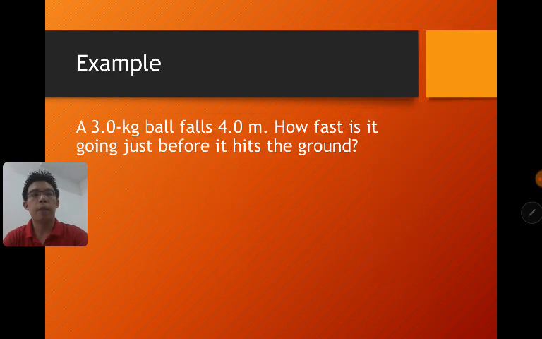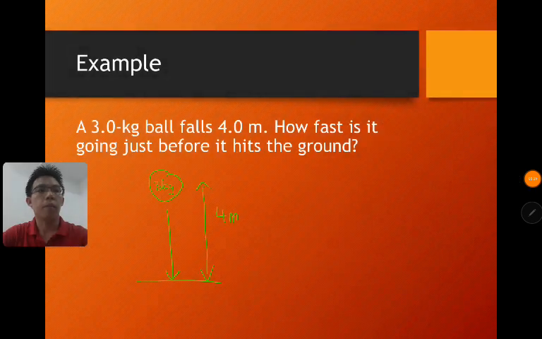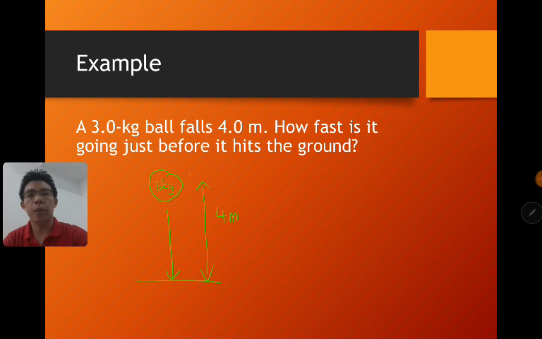Alright, so let's look at one example here. A 3 kg ball falls for 4 meters. How fast is it going just before it hits the ground? Okay, so we have a ball here. Sorry, let me change the color. So we have the ball falling for 4 meters from the highest point. It has gravitational potential energy converting into kinetic energy.